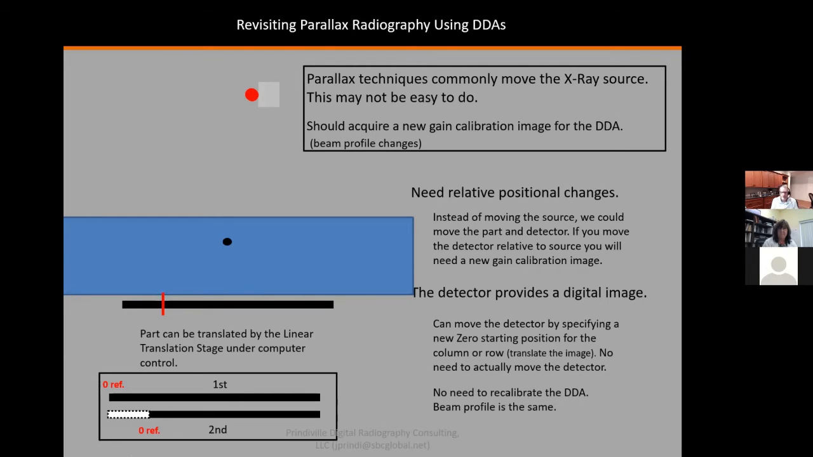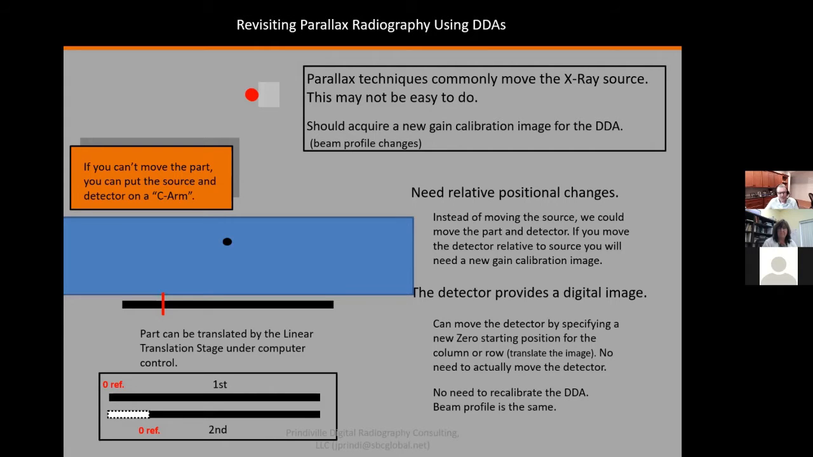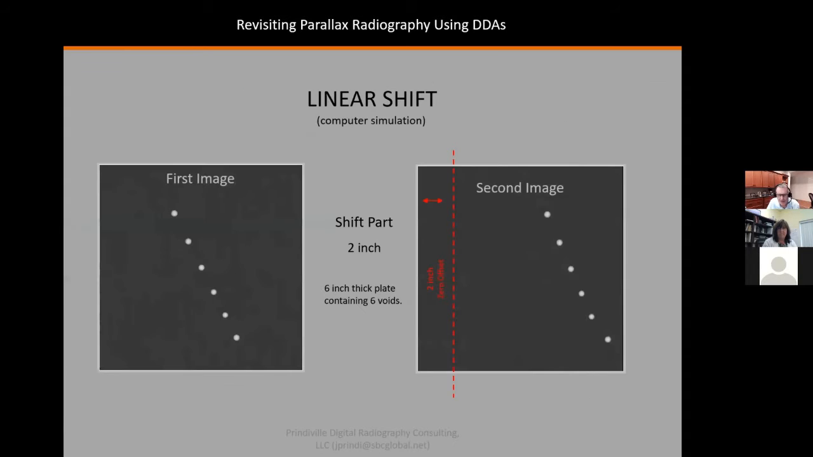Or if you can't get a motion stage, you can't move your part, you could put the X-ray machine and detector on a C-arm, and there are some systems that are set up that way. So then just shift your C-arm. You're still going to deal with some of this stuff here, but it makes it very easy then to obtain a stereo image.